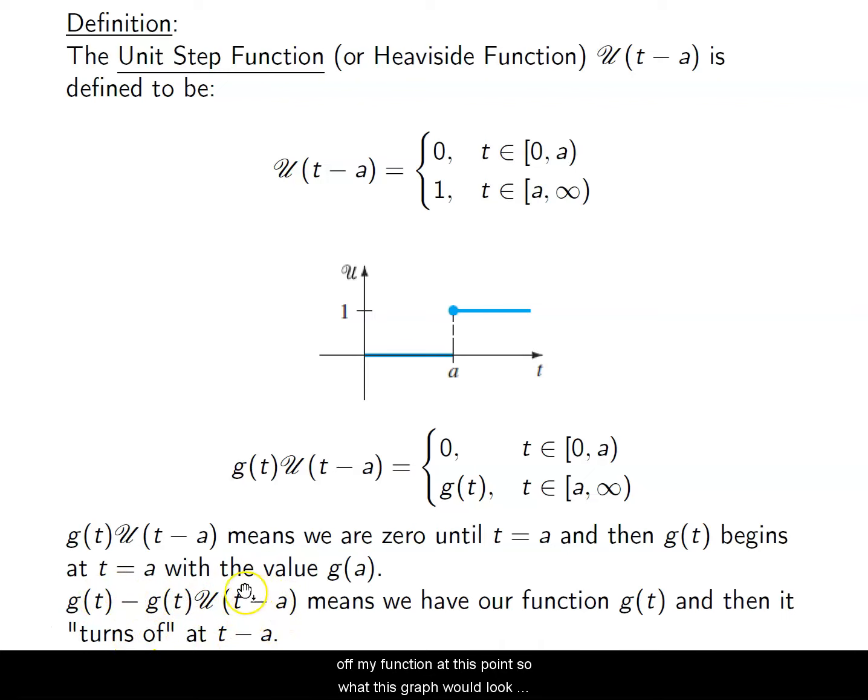So what this graph would look like is I would have my function g of t, and then at a it would be 0, and then 0 for the rest of the time, because I'm subtracting from my function the rest of its values from a onward. Okay, so very important to understand how this Heaviside function works when you start adding values of the Heaviside at different points to your function, or just building a function off of it.